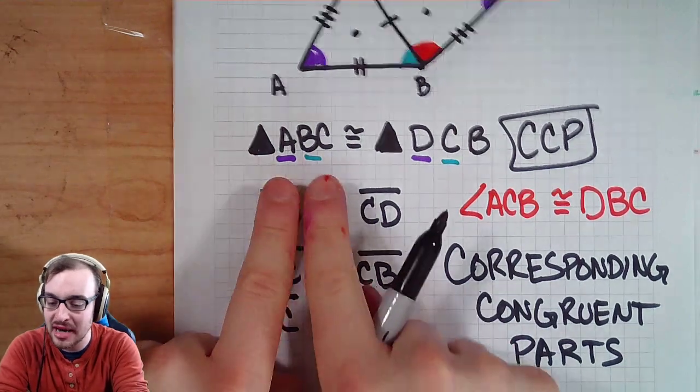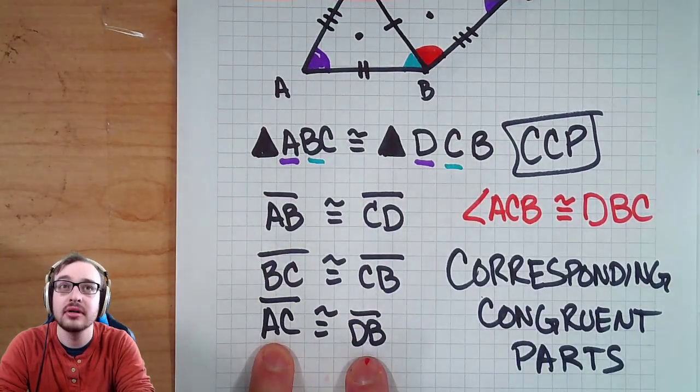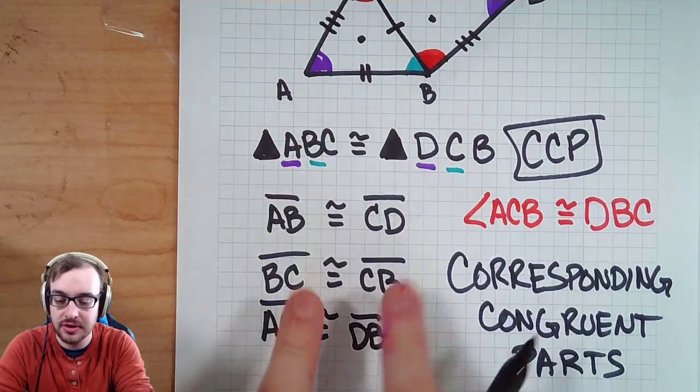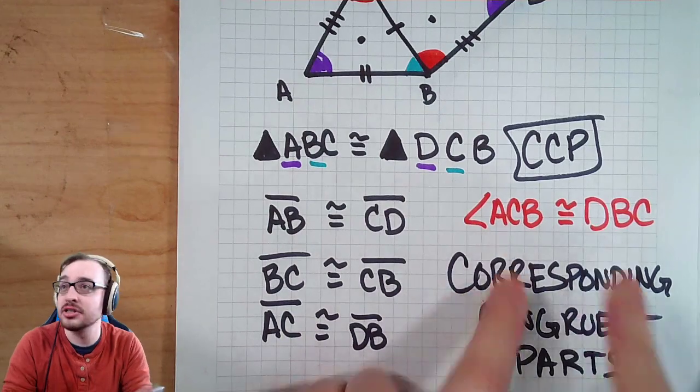How do we correspond? Well, we match them up. First and second, first and second. First and third, first and third. Second and third, second and third. Angle-wise, first, third, second, and so on and so forth.